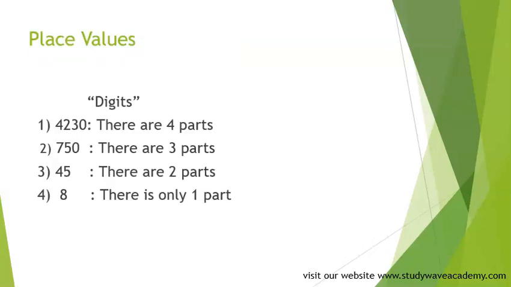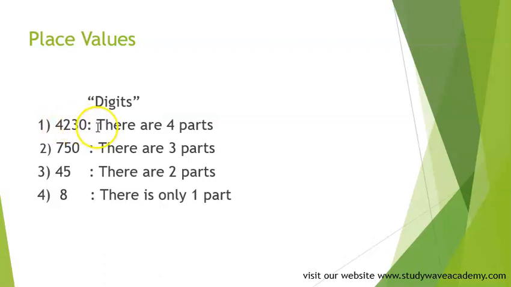Digits are parts of numbers. For us to know the place values of numbers, we need to know their parts. So digits are parts of numbers. We have here 4,230. We are going to be counting how many parts these digits have. We have 1, 2, 3, 4.